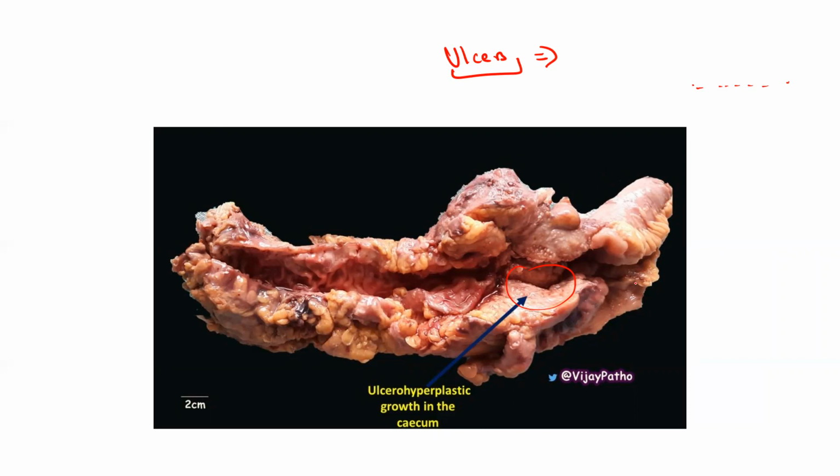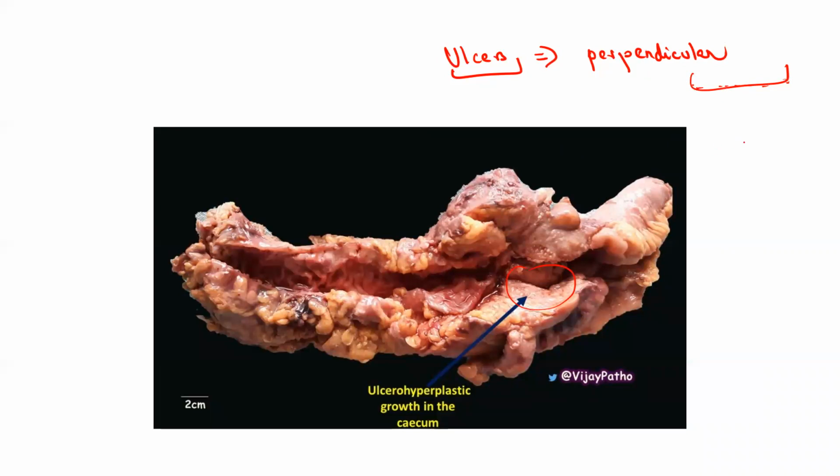In tuberculous ulcers, the long axis of the ulcers is perpendicular to the long axis of the gut segment involved. Whichever segment of the gut is involved, here the ileocecal segment, in maximum cases, 60-70% of cases, it is mainly the ileocecal junction which is involved. So the long axis of the ulcers is perpendicular to the long axis of the gut involved.